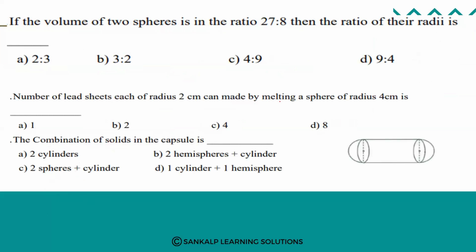Next one. If the volume of two spheres is in the ratio 27 is to 8, then the ratio of the radii is, okay, the ratio of the radii.